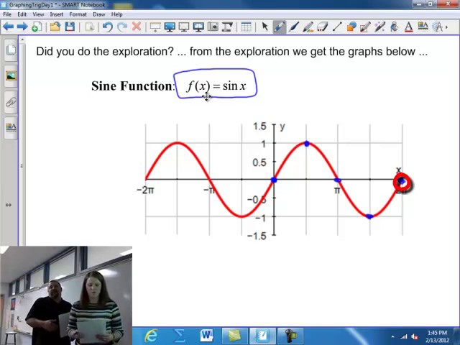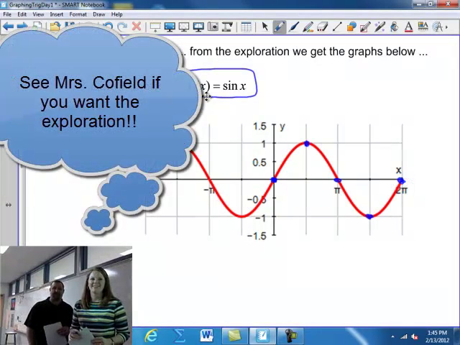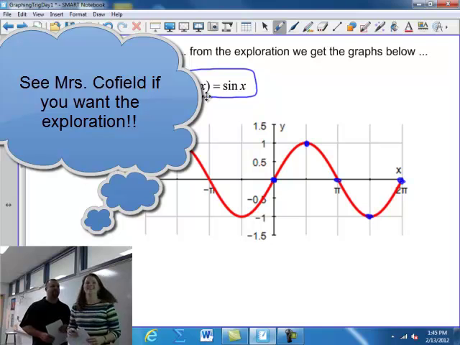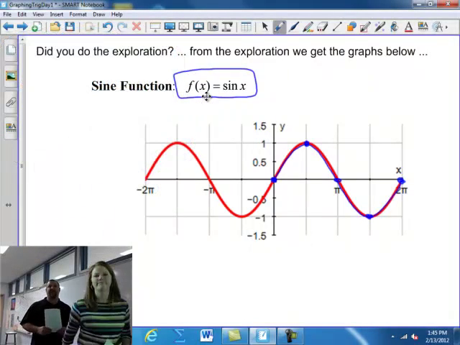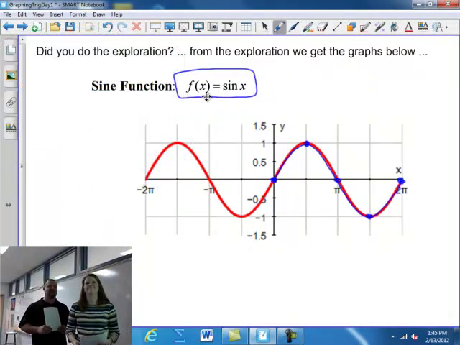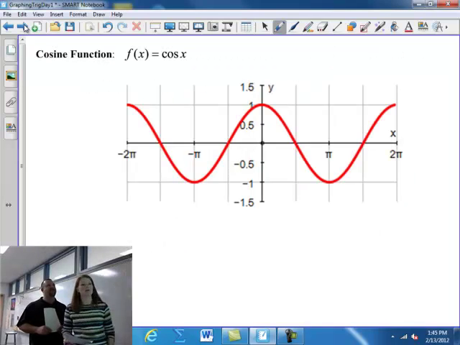But lucky for you, you don't have to plot all those numbers in the charts from the exploration. You only have to worry about the 5 numbers. And if you did the exploration, you'll understand why sine looks like a roller coaster and not shark teeth. So yes, it's very nice and curvy. All right, what about cosine?